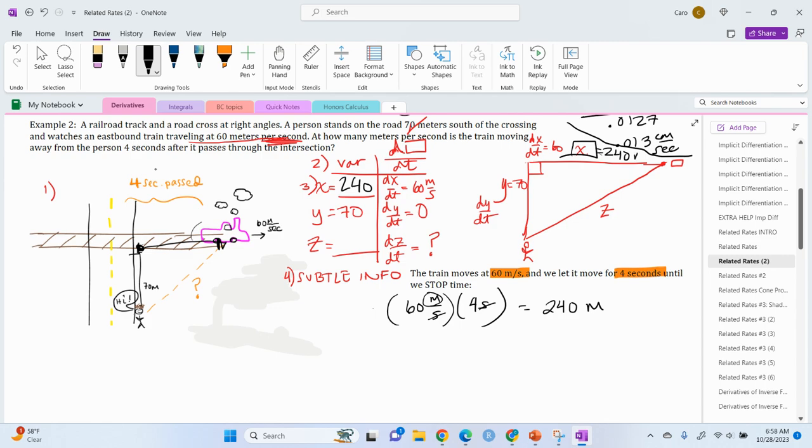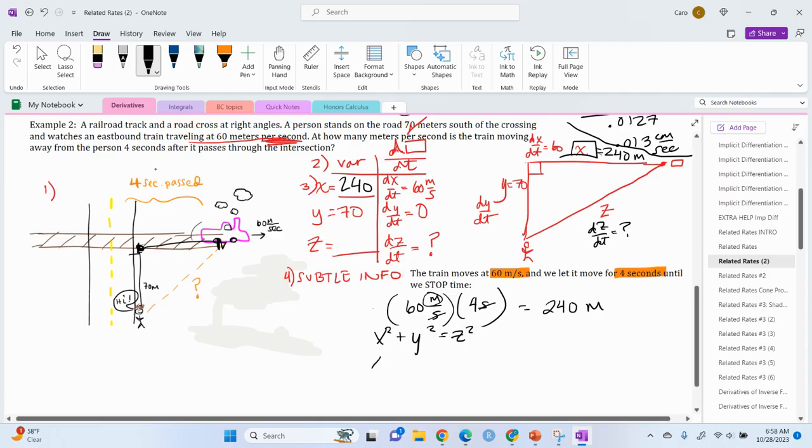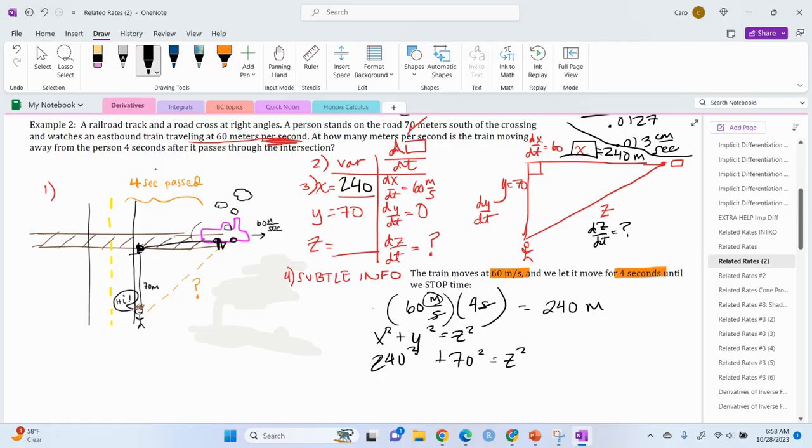I stop time at that moment and I calculate dz dt. So dz dt is a question mark. Okay, all I need is z and then we're in business. This looks like Pythagorean theorem. So x squared plus y squared equals z squared. My x is 240. So 240 squared plus my y is 70 squared equals z squared.